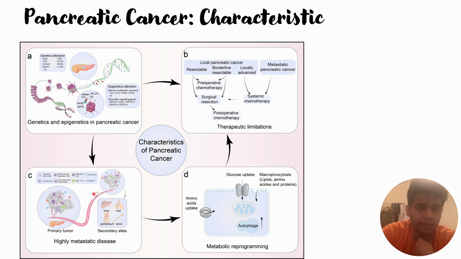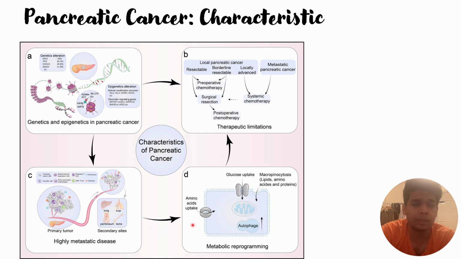When it reaches its metastatic state, it can spread across different parts of the body. Some of the major secondary organs that this pancreatic tumor targets are the liver, lung, bone, and peritoneum. So these are some of the main secondary organs to which pancreatic tumors easily spread.